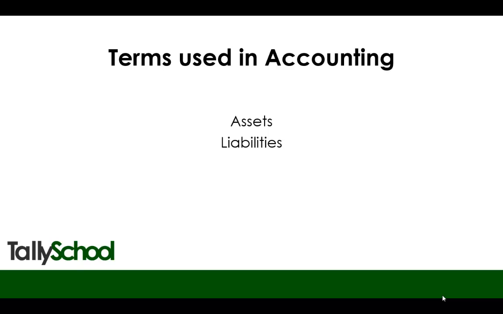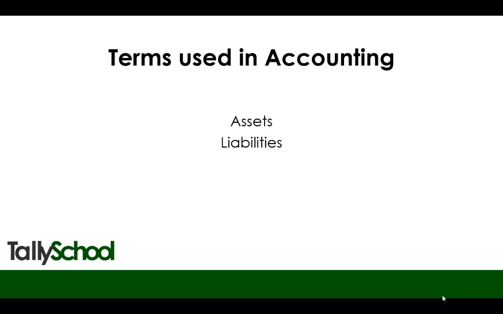So an asset is something you own, and a liability is something you owe. So assets and liabilities are major terms in accounting. The next one is income. Be sure that income is different from assets. An asset is something that you own and you can economically benefit from. Now, that economic benefit is in the form of income.